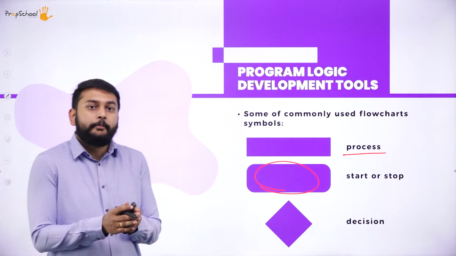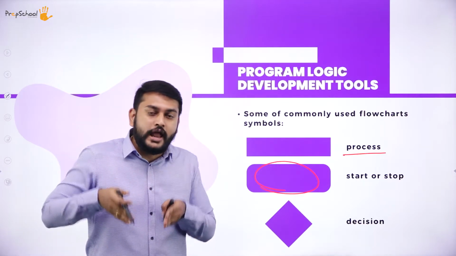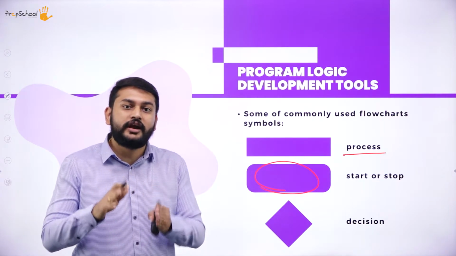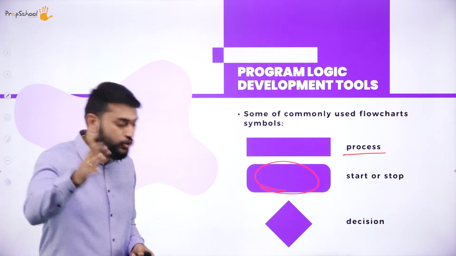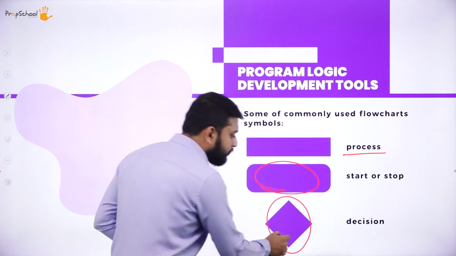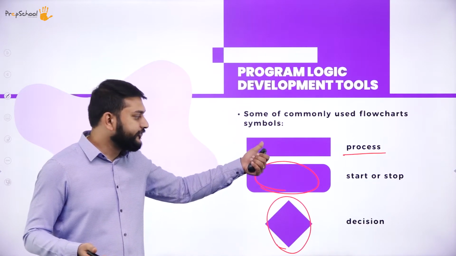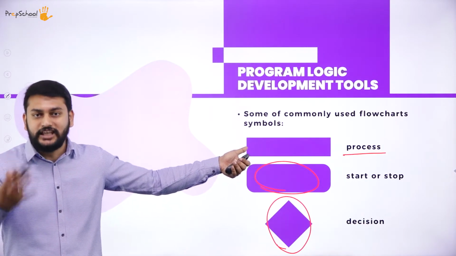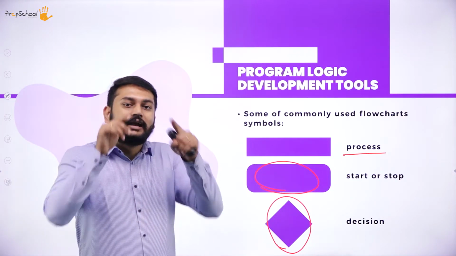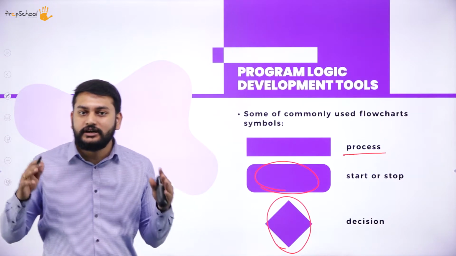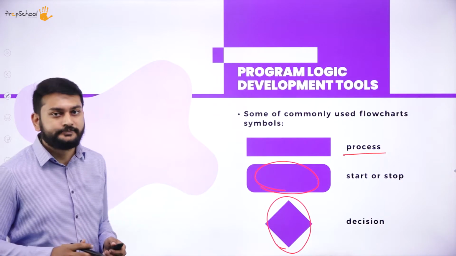And if I want to make a decision, right? If age is greater than 10, what should happen? If age is not greater than 10, what should happen? Such things I will call decisions. So I will be using this symbol for such situations. These are the symbols that you have to remember. This is for the process, where some action is being executed. This is to start and stop, and this is for decision making. These are the tools that you have to remember to depict the flowchart.